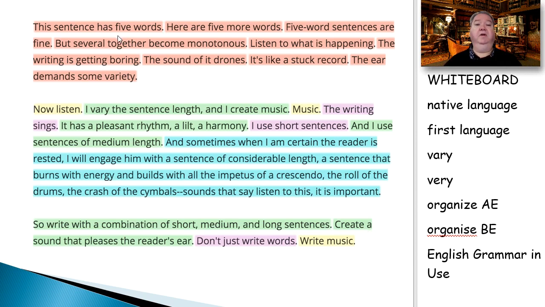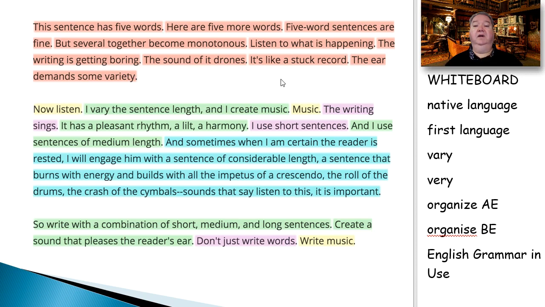We start at the top here. This sentence has 5 words. Here are 5 more words. 5-word sentences are fine, but several together become monotonous. Listen to what is happening. The writing is getting boring. The sound of it drones. It's like a stuck record. The ear demands some variety.